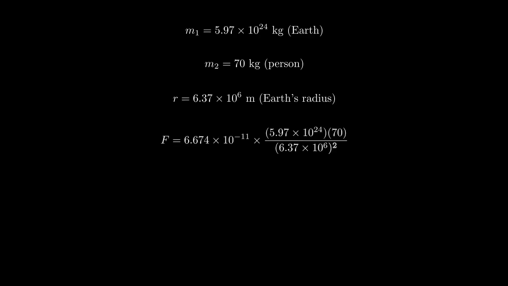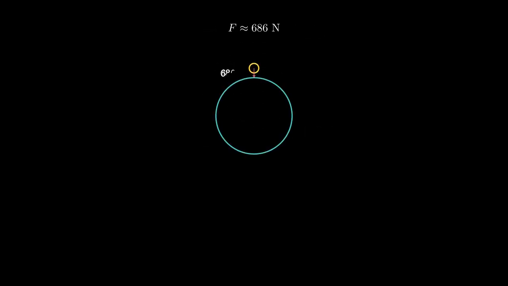Substituting these values into our formula, we get the gravitational constant times the product of the masses, divided by the radius squared. This gives us approximately 686 newtons, which is the person's weight on Earth's surface. This diagram shows how Earth pulls on the person with a force of 686 newtons, which we commonly call weight.